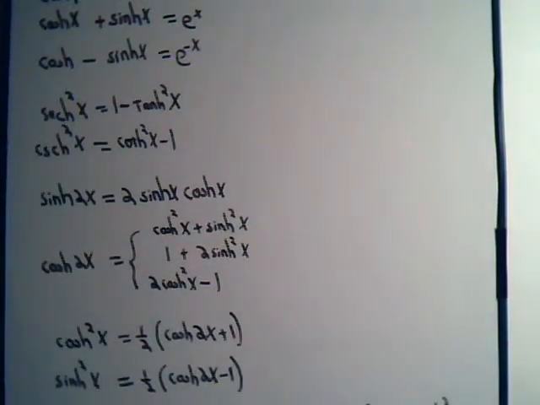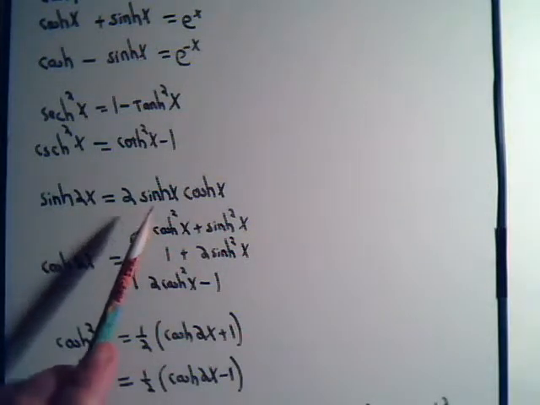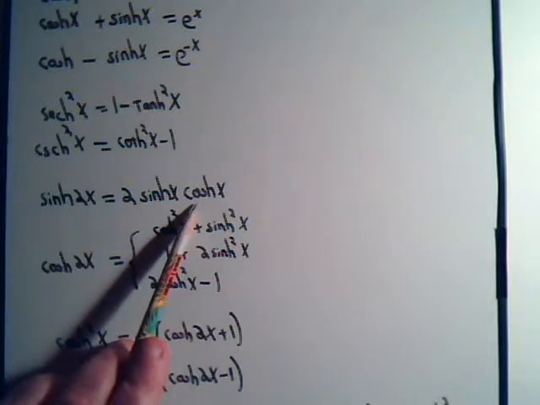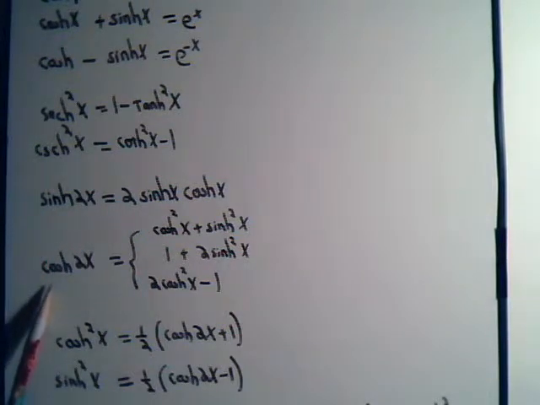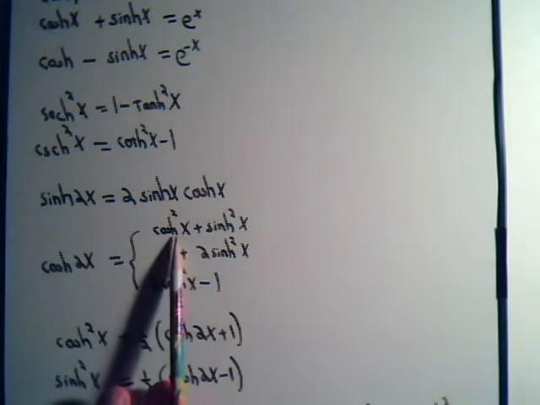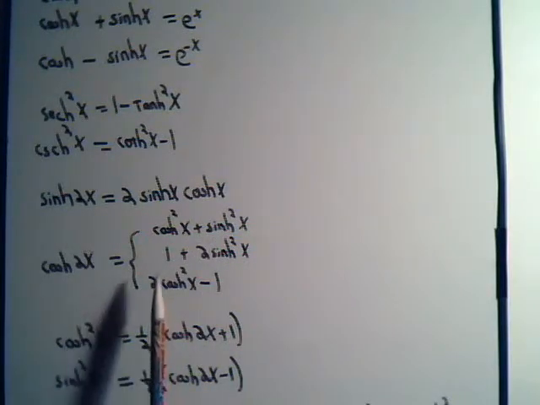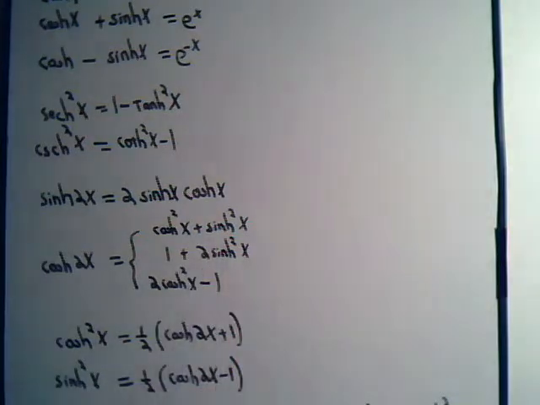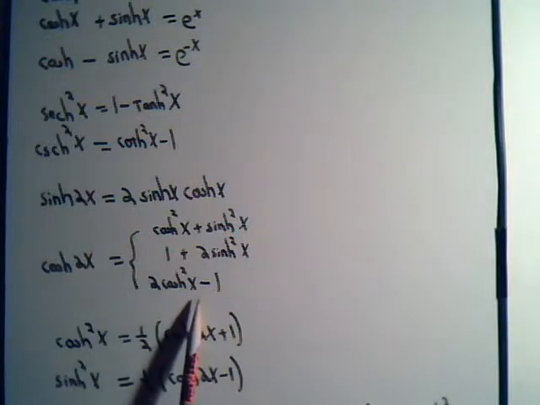And again, in our introductory video, we derived this relation here: the hyperbolic sine of 2x is equal to 2 times the hyperbolic sine of x times the hyperbolic cosine of x. That's completely equal to its trig counterpart. And for the hyperbolic cosine of 2x, there's several different ways to express that. It could be the hyperbolic cosine squared plus the hyperbolic sine squared, or it could be 1 plus 2 times the hyperbolic sine squared, or it could be 2 times the hyperbolic cosine squared minus 1.